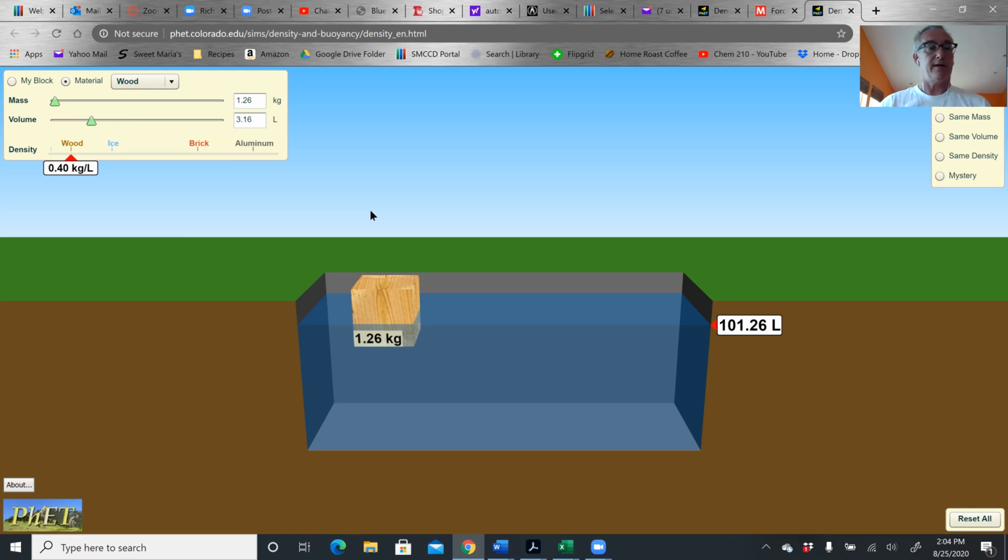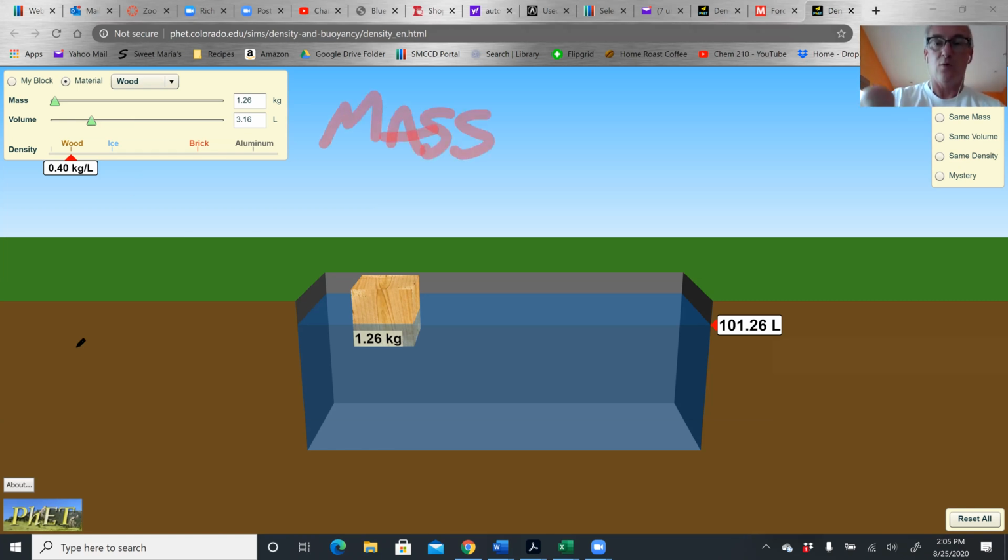So let me write on this. You can give them whatever units you want. So here we have a mass of 1.26 kilograms, and it's displaced. How much volume has it displaced? Now it's not 101. It hasn't displaced all of it. How much? What's the volume it's displaced right now? 3.6? What volume of water has it displaced? 1.26. Yeah, so the volume is 1.26 liters.